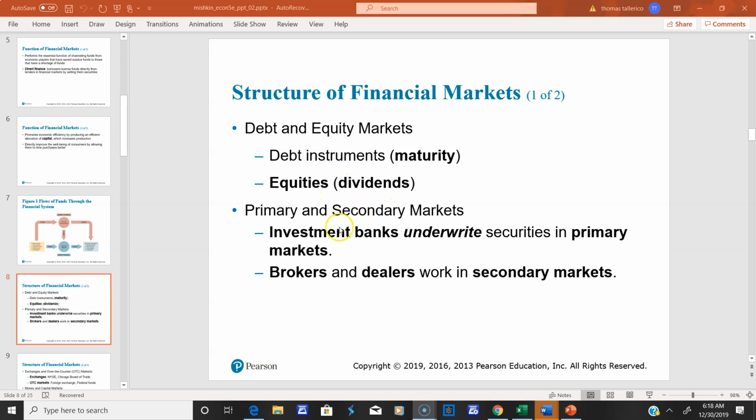Primary and secondary markets: if you're buying stocks from the primary market, basically you're going through an investment bank through an IPO, an initial public offering. Secondary markets basically refers to you and I buying stocks from each other, buying and selling. And we go through brokers and dealers, as I mentioned, let's say online trading.